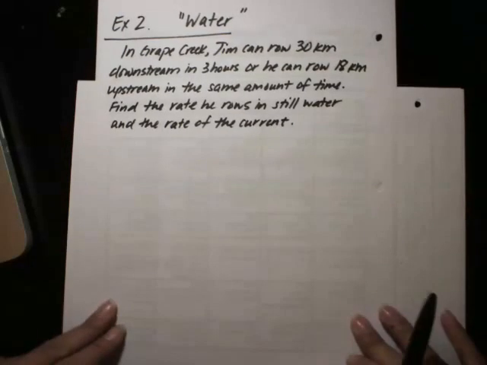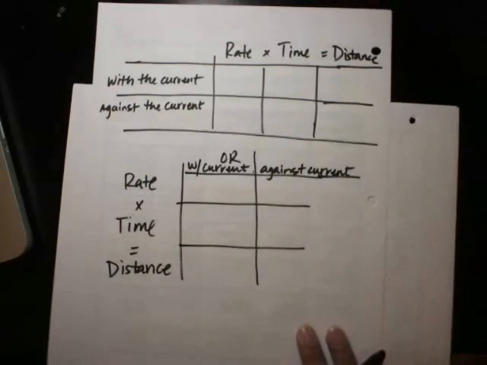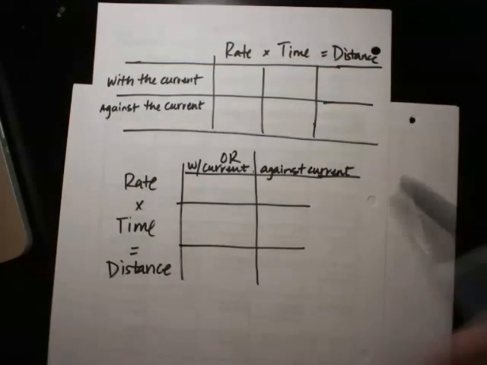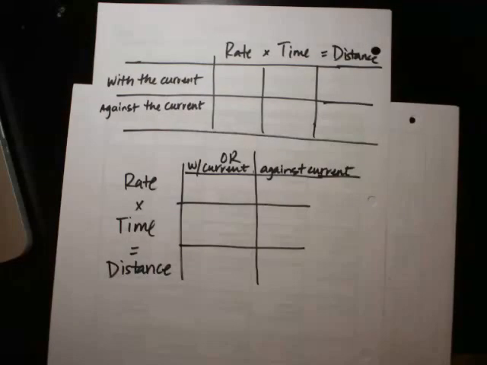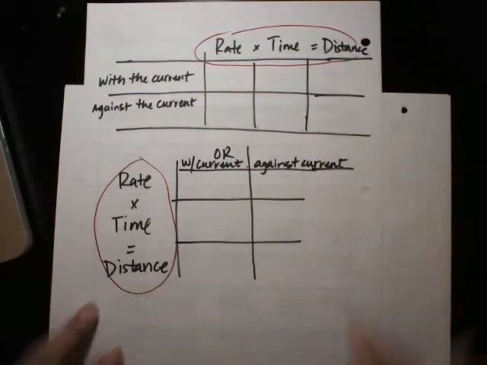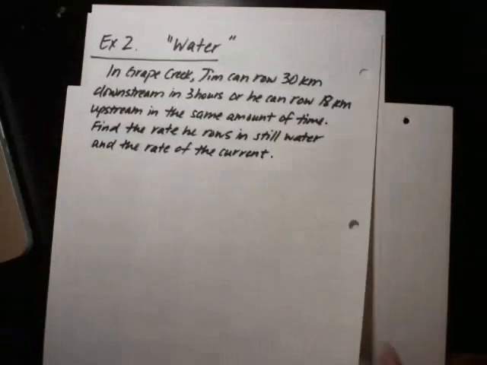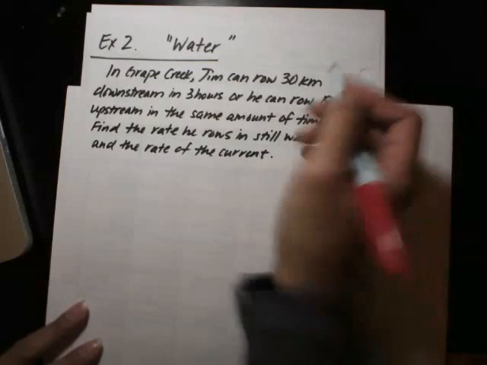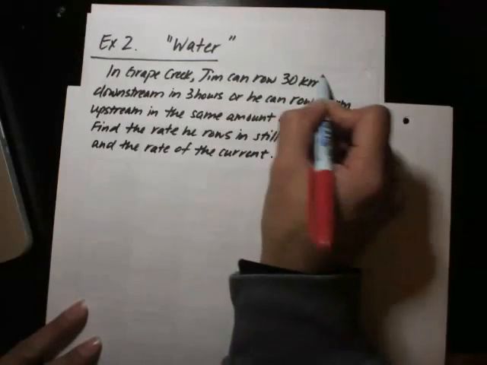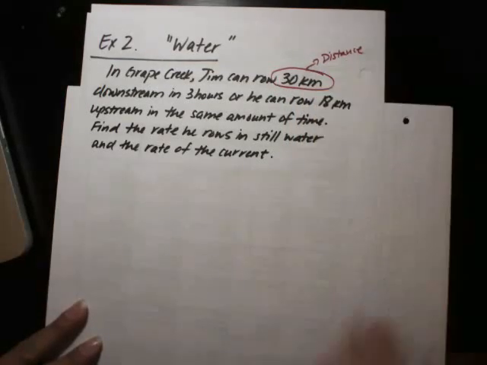Okay, so for this example, again, we are going to be setting up our chart. Okay, and you can either, again, make it horizontal or you can make it vertical. Regardless, you'll have the same information in each chart. Okay, and of course, we are using the rate times time equals distance formula. So let's read this carefully and see if we can make sure that we have all the pieces. Jim can row 30 kilometers downstream, so 30 kilometers is distance. This is how far he can row.